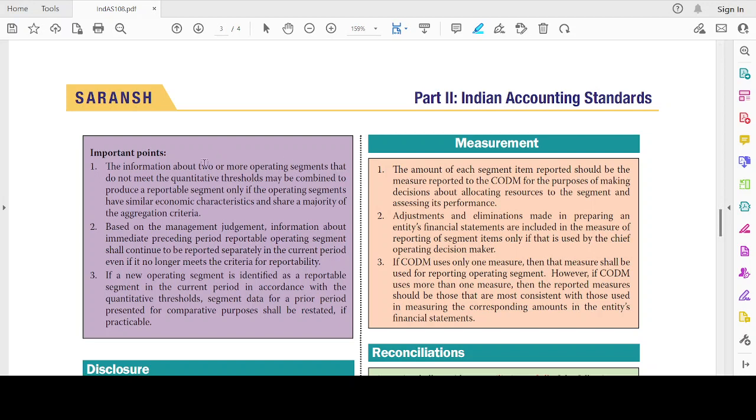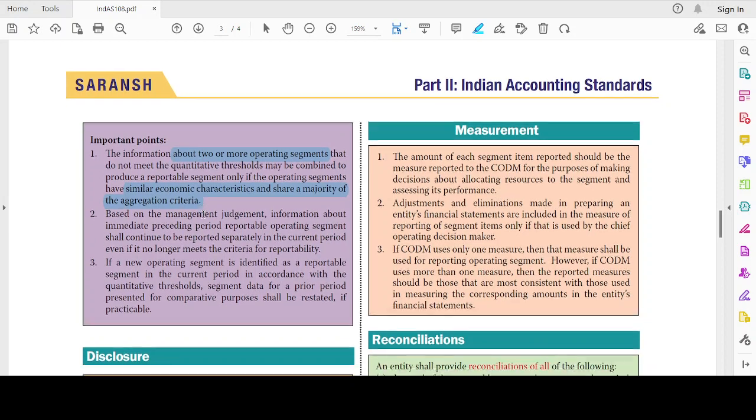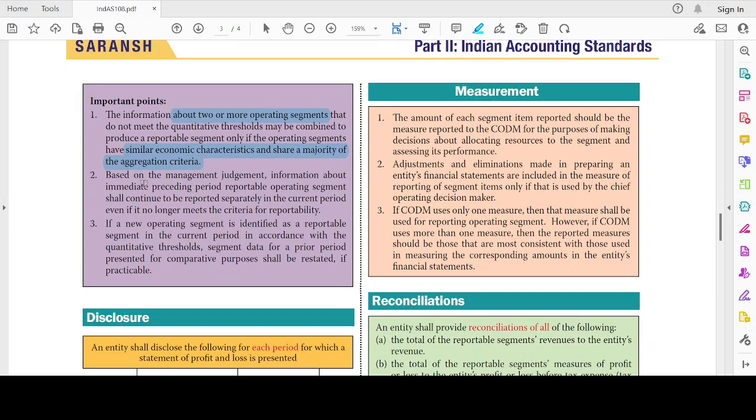Information about two or more operating segments that do not meet the quantitative thresholds may be combined to produce a reportable segment only if the operating segments have similar economic characteristics and share the majority of aggregation criteria. You already understood this, right? Based on management judgment, the information about an immediately preceding period reportable operating segment shall continue to be reported separately in the current period, even if it no longer meets the criteria for reportability. It is based upon the management's judgment.